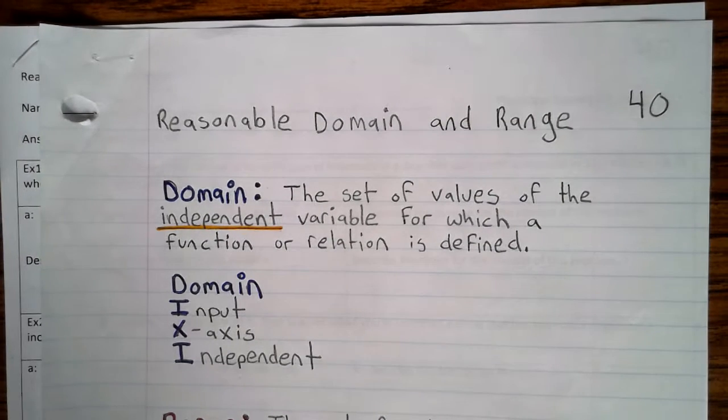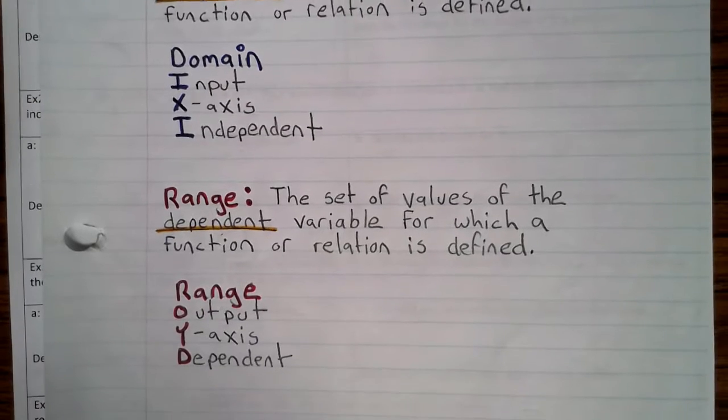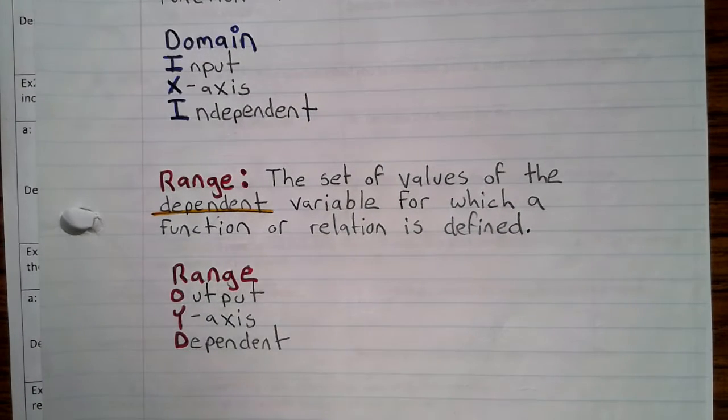Reasonable domain and range on page 40. Domain: the set of values of the independent variable for which a function or relation is defined. Domain, input, x-axis, independent. Range: the set of values of the dependent variable for which a function or relation is defined. Range, output, y-axis, dependent.